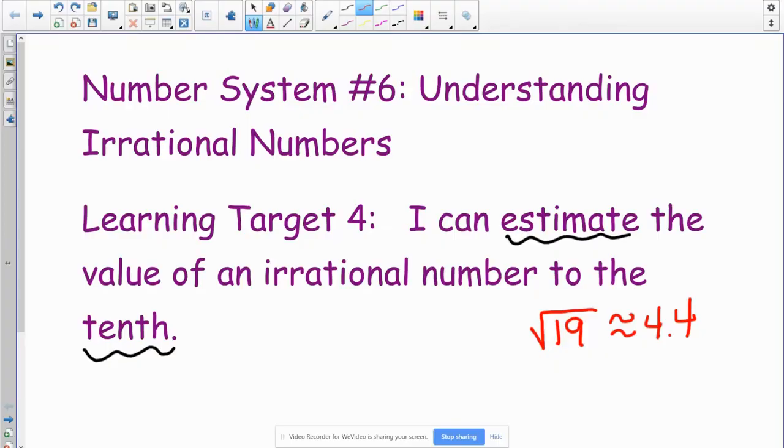Number systems, number 6, understanding irrational numbers. Learning target 4: I can estimate the value of an irrational number to the nearest tenth. In particular, we're going to look at square roots. So for example, the square root of 19 is approximately 4 and 4/10. And I'm going to show you how you can come up with this value without this calculator.